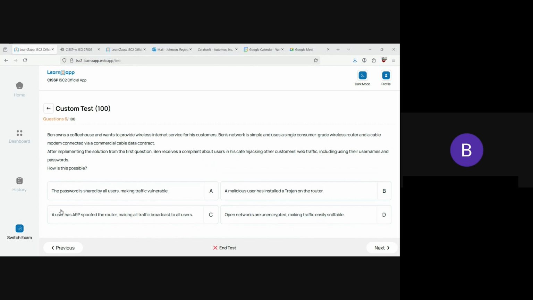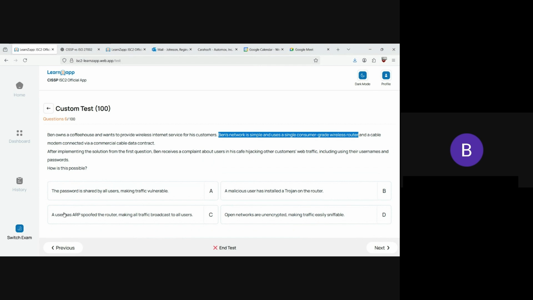All right. We have more D's. Does it say the network is open? It's saying it's simple. Doesn't necessarily mean it's open. That's true. So we do a process of elimination. A malicious user has installed a Trojan on the router. You said most likely. We can say that one is probably not an option.